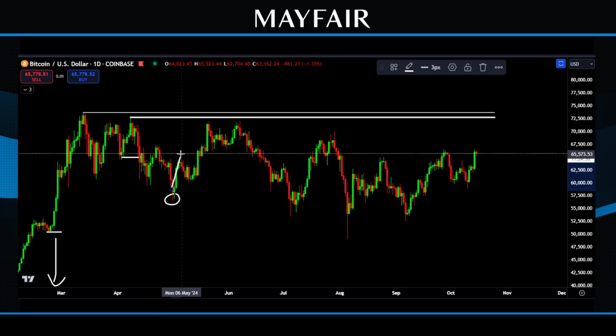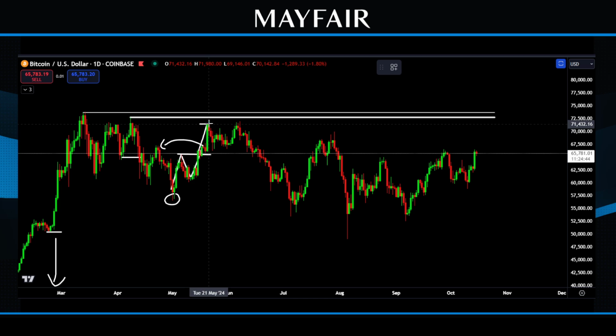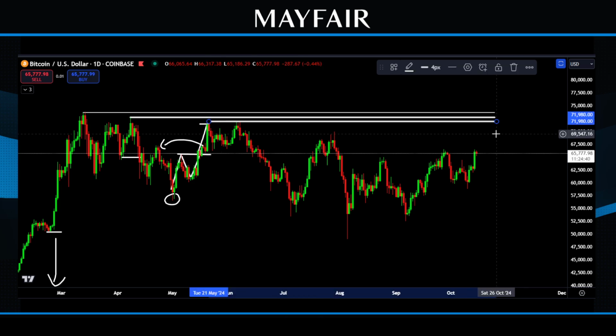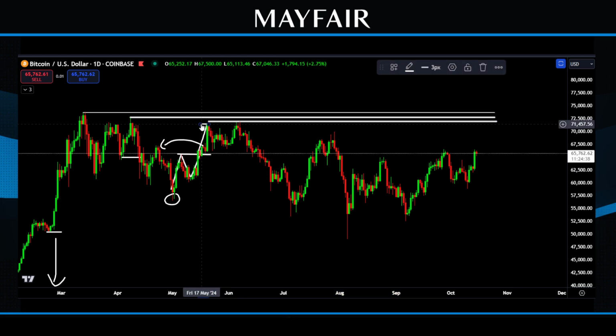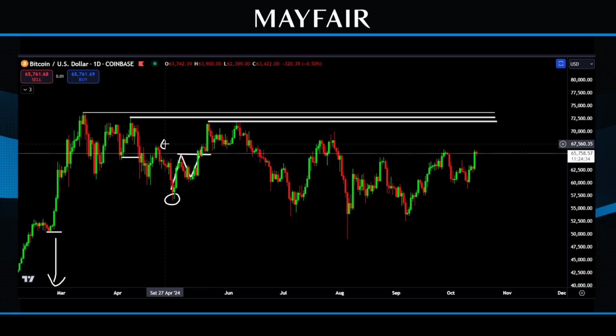We then come up, down, we break the structure to the upside. This also breaks the higher structure. And then we come up and we create a high. Now, because of what the chart is showing, we are still technically trending down because we haven't broken the external structure.